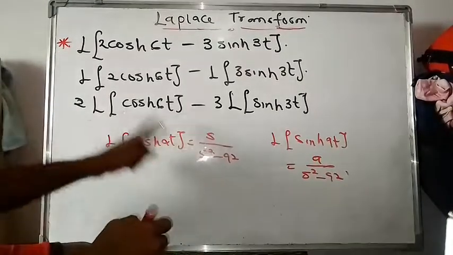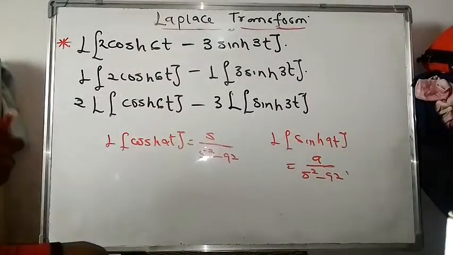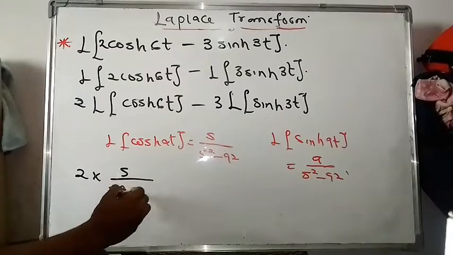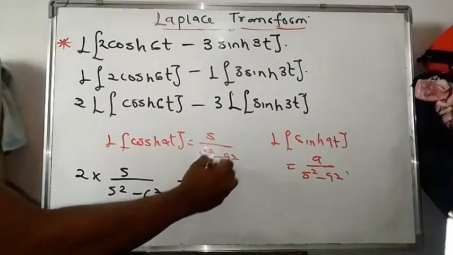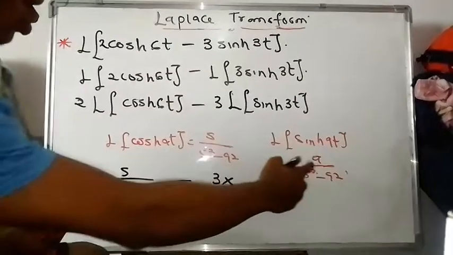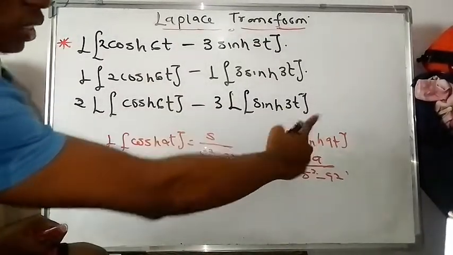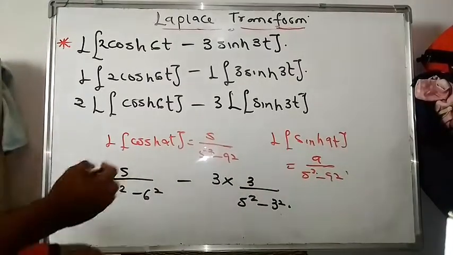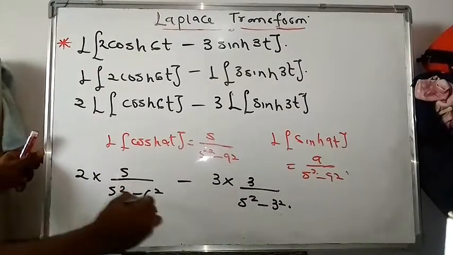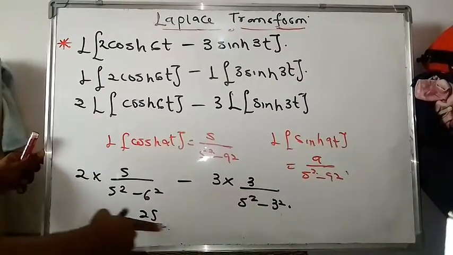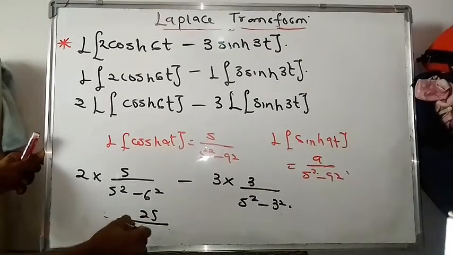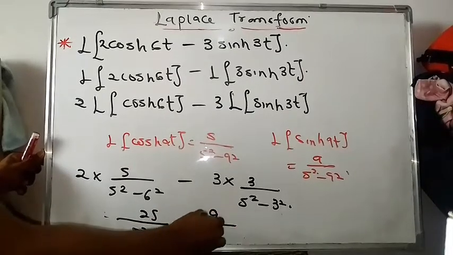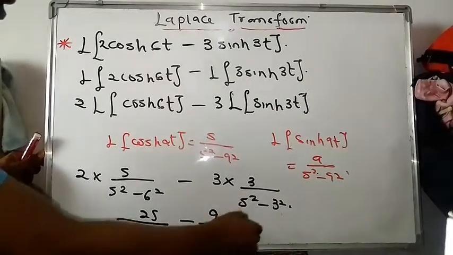So now we're following these two rules. The Laplace of cos 6t is going to be 2 times s divided by s squared minus 6 squared, minus 3 times the Laplace of sine 3t. Following this rule, comparing this, a is equal to 3. So this is 3 divided by s squared minus 3 squared. Simplifying this more, this is 2s divided by s squared minus 36, minus 9 divided by s squared minus 9. So this is our answer.